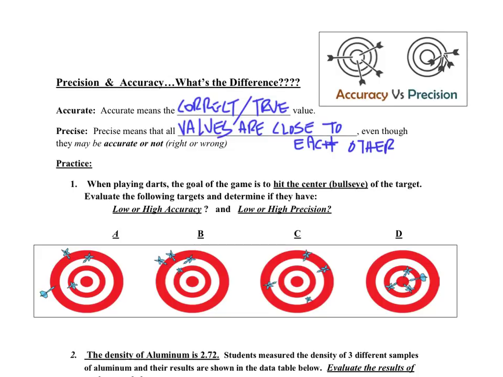So our first example says, when playing darts, the goal of the game is to hit the center bullseye, just like we mentioned. Evaluate the targets below and determine if they have low or high accuracy and low or high precision.